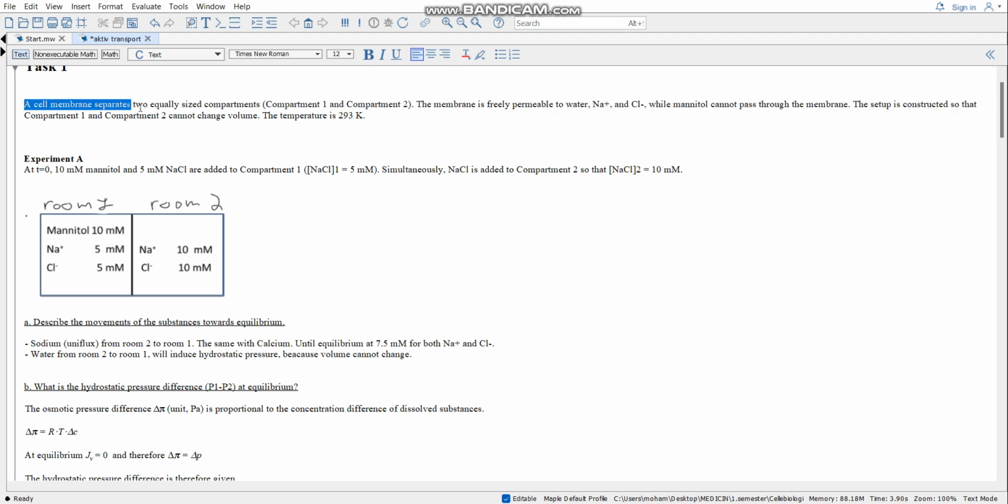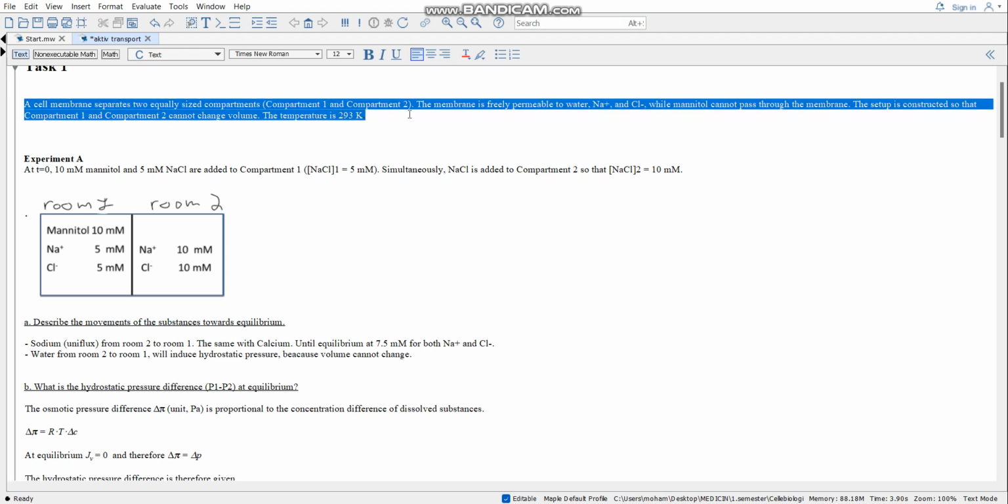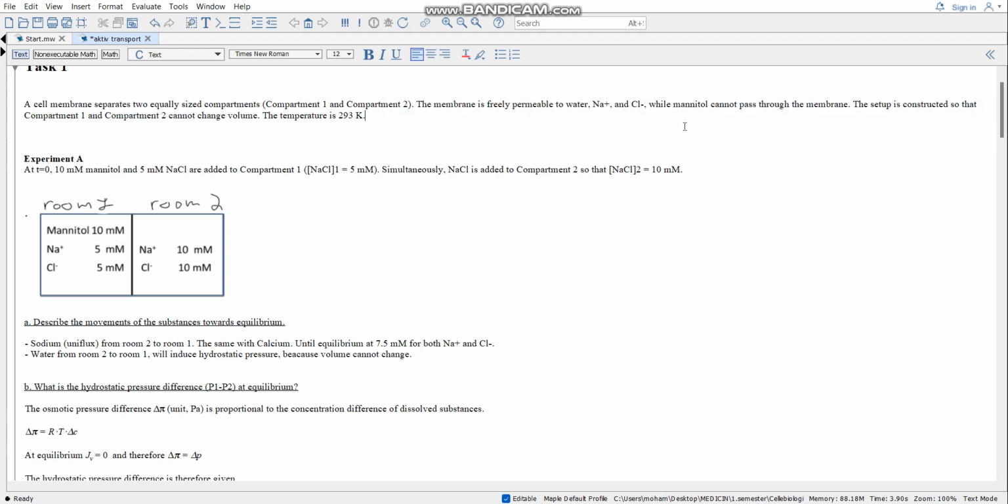So a cell membrane separates two equally sized compartments. The membrane is freely permeable to water and sodium chloride, while mannitol cannot pass through the membrane. The setup is constructed so that compartments 1 and 2 cannot change volume, and the temperature is 293 Kelvin.